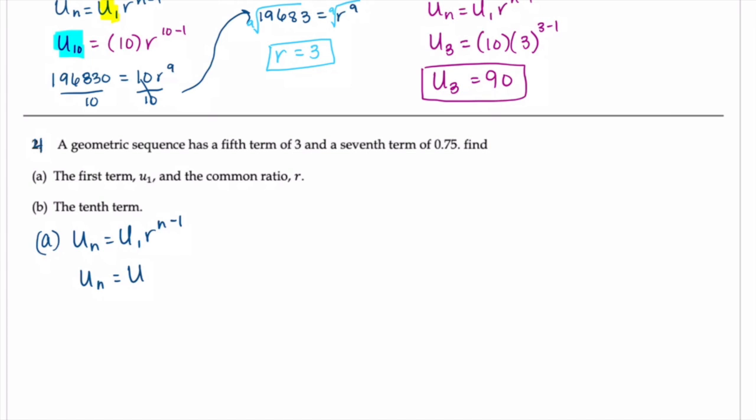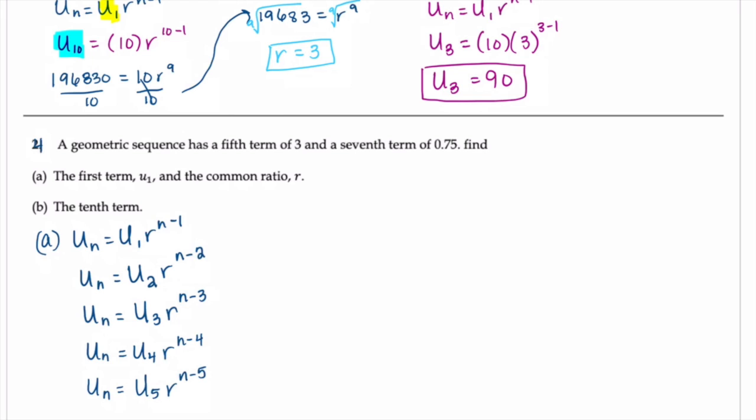So I can manipulate the first term to be u sub 2. R, in this case, my exponent would be n minus 2. Or I could keep going. I could start off with my third term, common ratio to the n minus 3. Start off with my fourth term, common ratio to the n minus 4. And this pattern will continue. So why is this helpful?